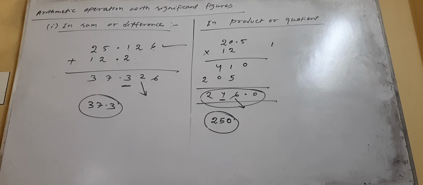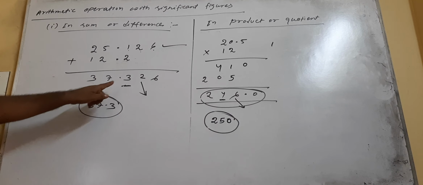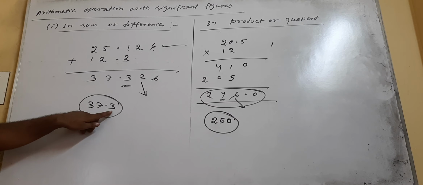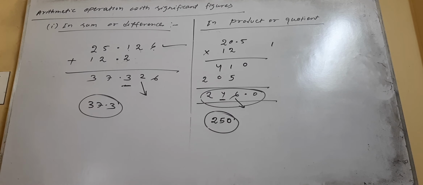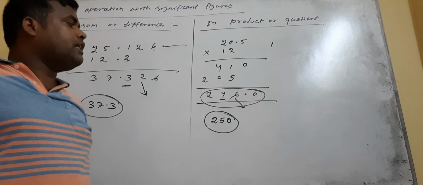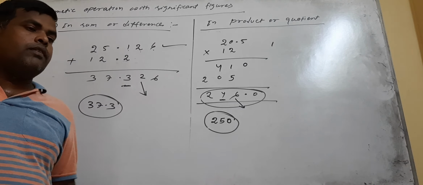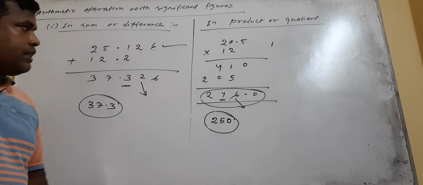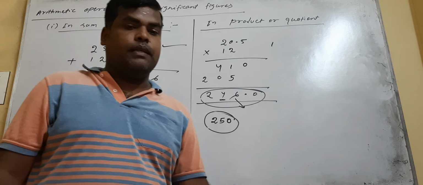So you remember, in sum or difference, you have to see the number of decimal places. The result should have same number of decimal places as the given number with minimum number of decimal places. And in product or quotient, you have to see the significant figures. The result should have same number of significant figures as the given number with minimum number of significant figures.